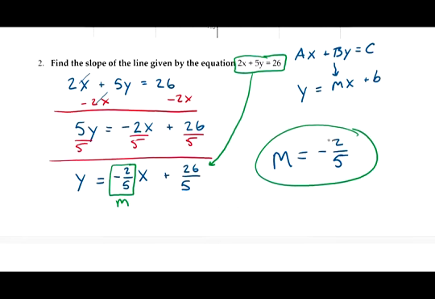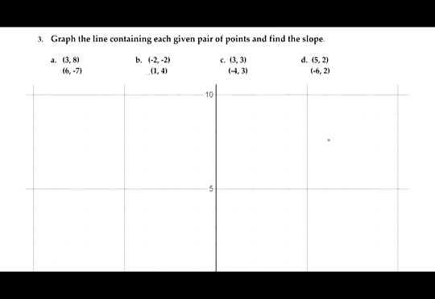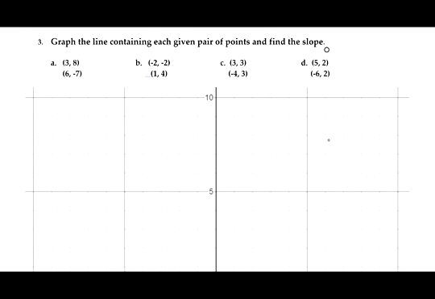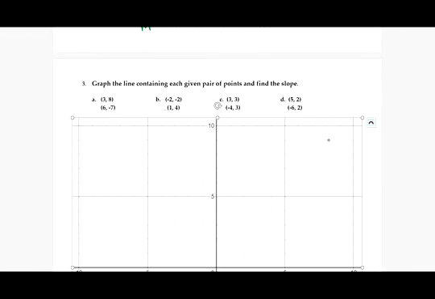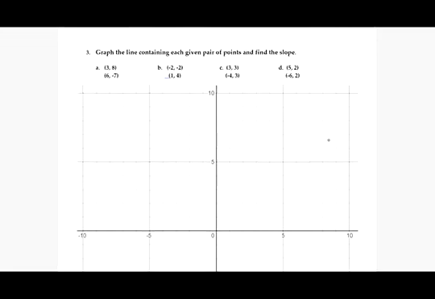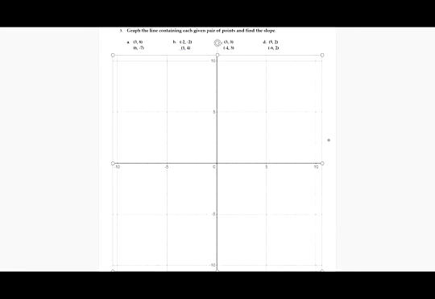All right, so let's move on to number 3. Graph the line containing each pair of points and find the slope. So we have 4 pairs of points, so we're going to have 4 lines. Let me make this a little smaller so the graph will fit in the screen. Okay, so let's start off with this first pair.